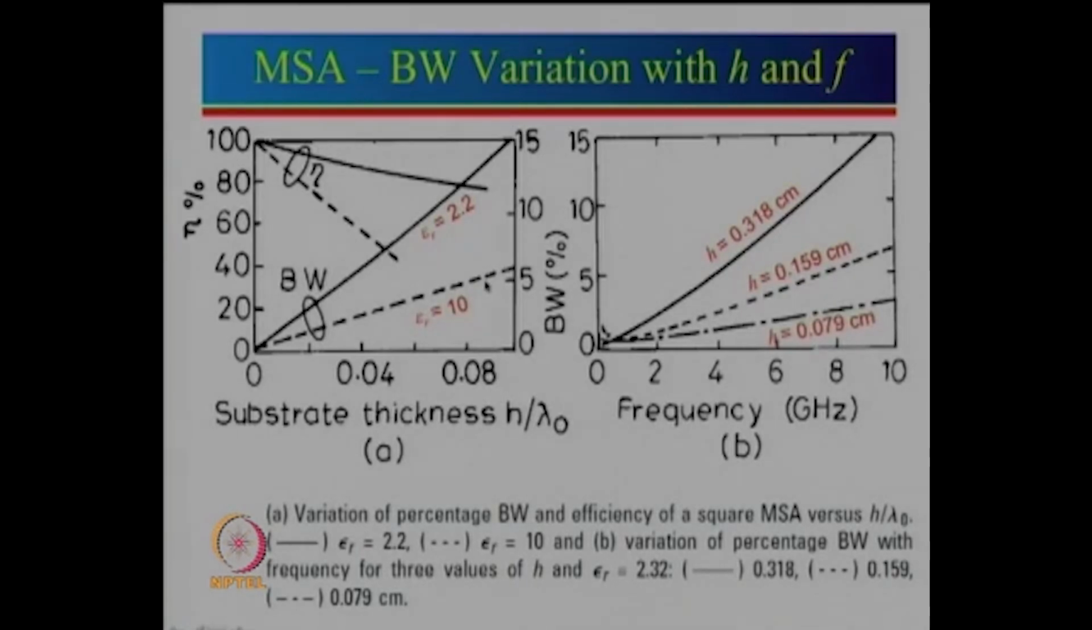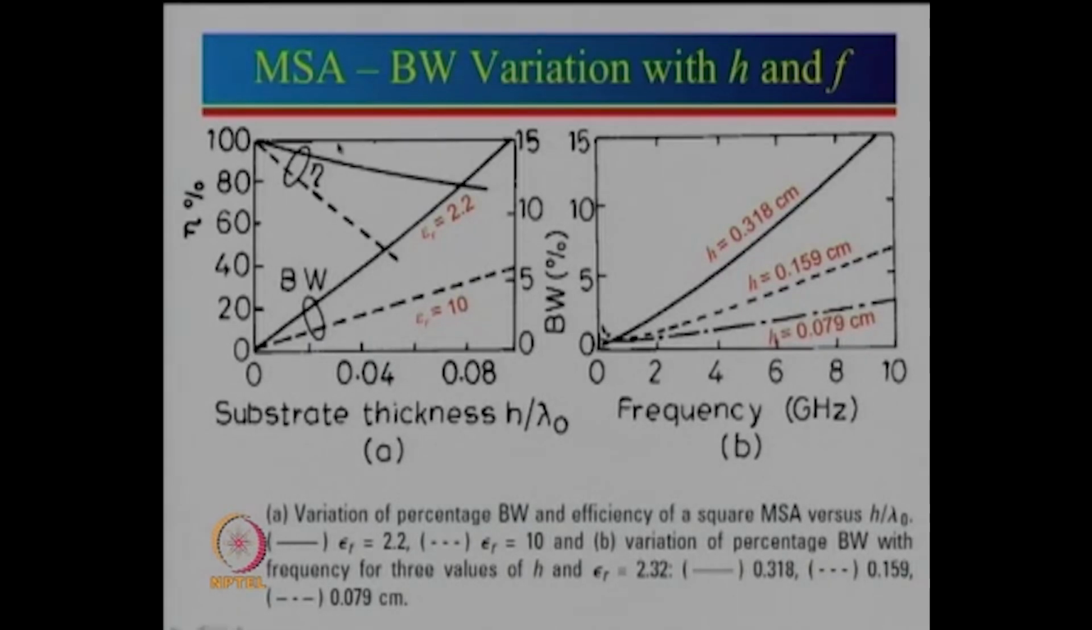However, corresponding to this, you can see that the efficiency plot is not even given, and if we try to extend this, it will fall. If I do a linear extension, somewhere around 0.09, efficiency will be even less than 20%. So, it is not a good substrate at all to design for 5% bandwidth.